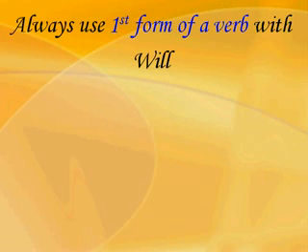Always use the first form of a verb with will. Yes, that's really very important to remember, that we always use the first form of a verb with will. We do not use the continuous form, we do not add to, we do not add s or es, we do not add anything to the first form of a verb. We just add will plus the first form of the verb, and that's it. Do not use the second form or third form, right?